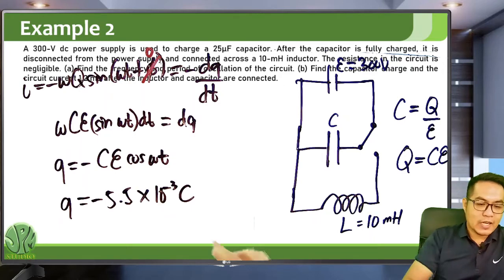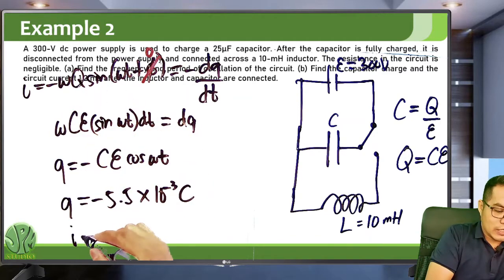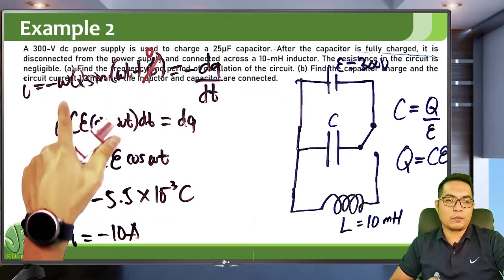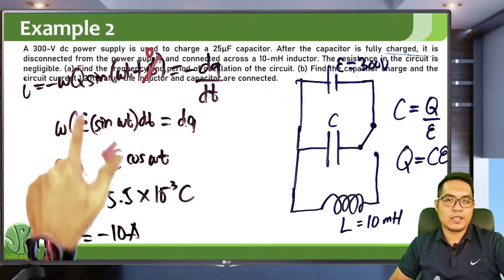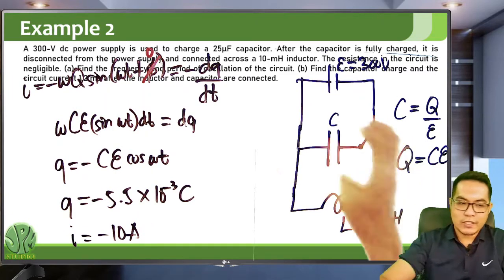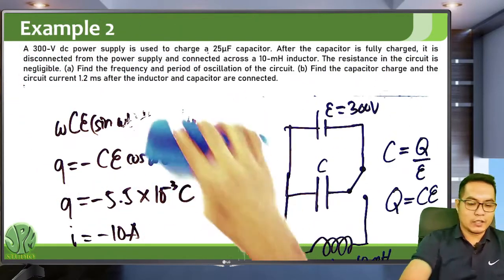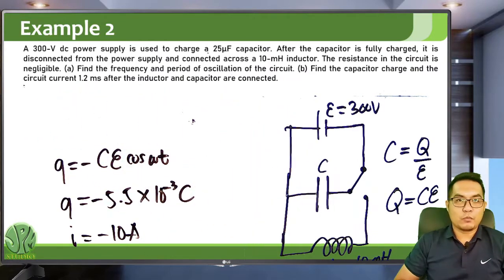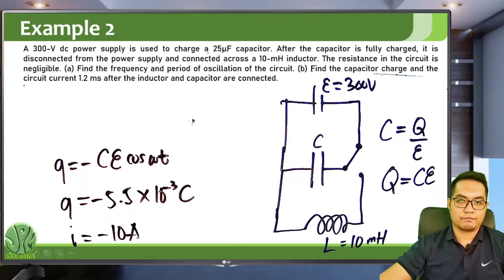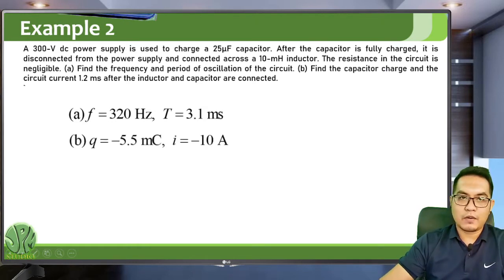So what is the circuit current? The circuit current is just this one, so you use this value. So at that time, you will get a current of negative 10 amperes. So this is the formula for the circuit. Q is just C times that one. So that is the capacitor charge and the circuit current 1.2 milliseconds after the inductor and capacitor are connected. And here is the summary of our result.